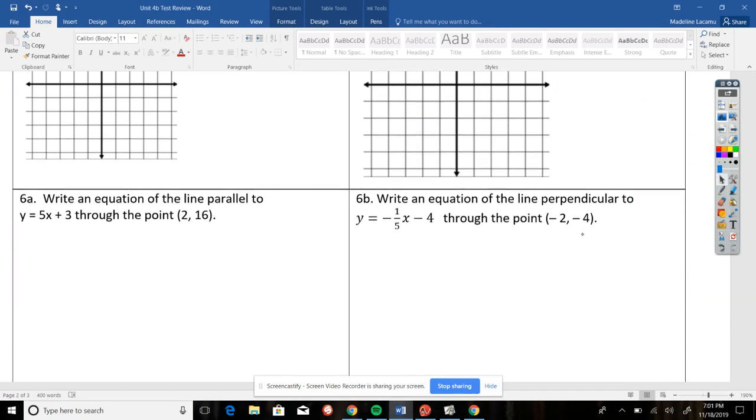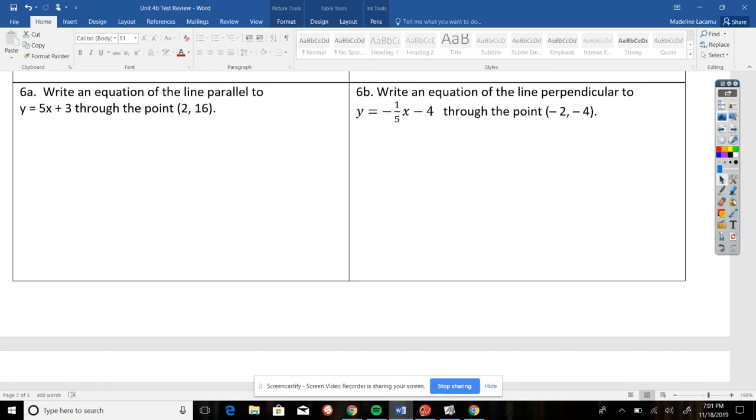All right, 6b. Write an equation of the line perpendicular to y equals negative 1/5 x minus 4 through the point negative 2, negative 4. So I know some teachers, I think Miss Heckler, I'm not sure about the others, do point slope form. But the way that I do it, I usually do slope intercept form. Whichever way you like better, you can do. I will show both. So it says write an equation of the line perpendicular to y equals negative 1/5 x minus 4 through this point.